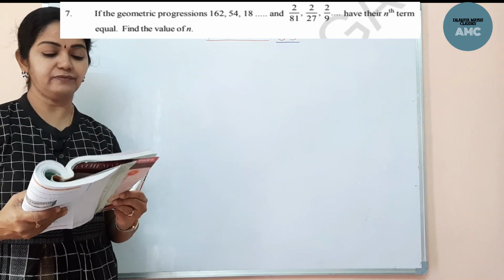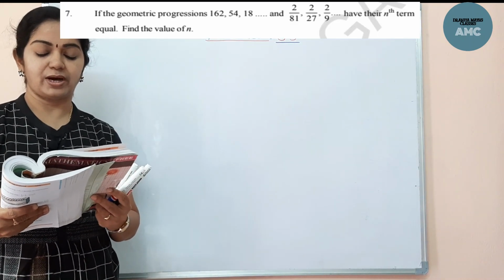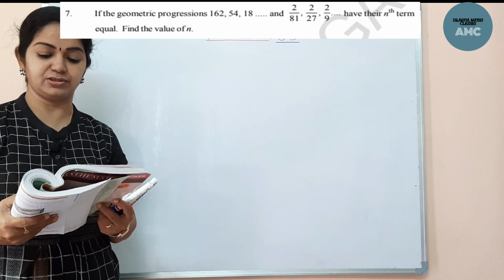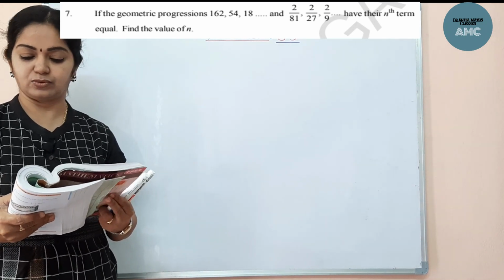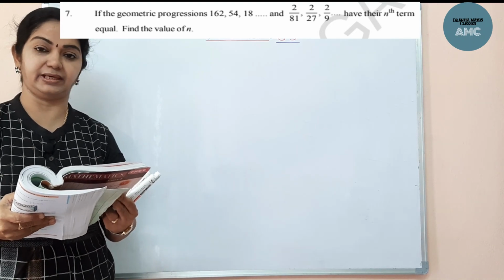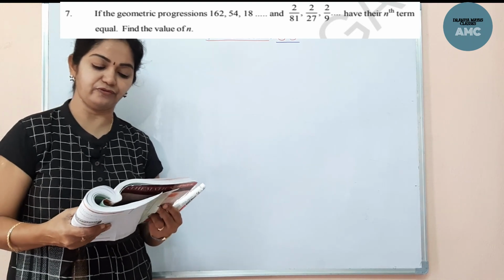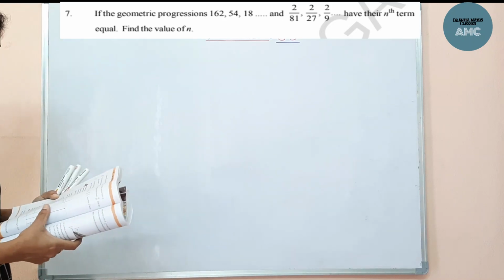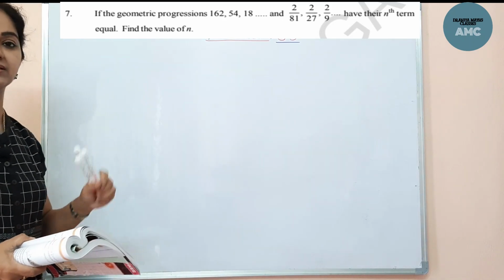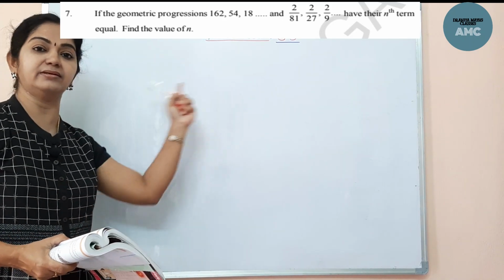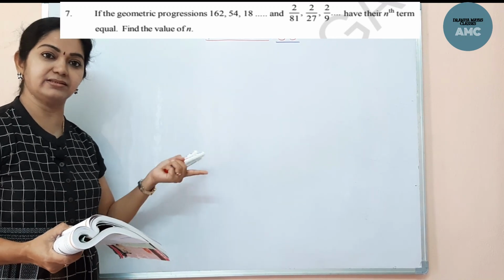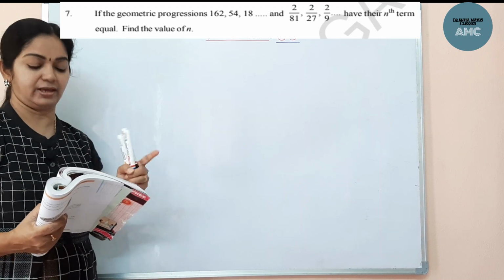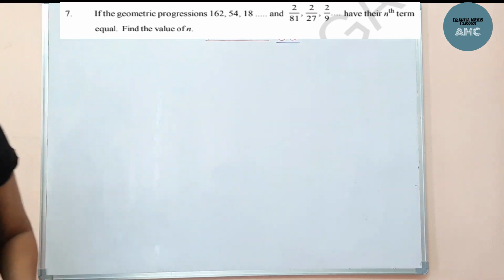Seventh problem: if the geometric progressions 162, 54, 18, and so on, and 2 by 81, 2 by 27, 2 by 9, and so on, have their nth term equal, find the value of n. We have to find the value of n given 2 series, and also given that the nth terms of the 2 series are equal. So by equating the nth terms, we have to find the value of n.